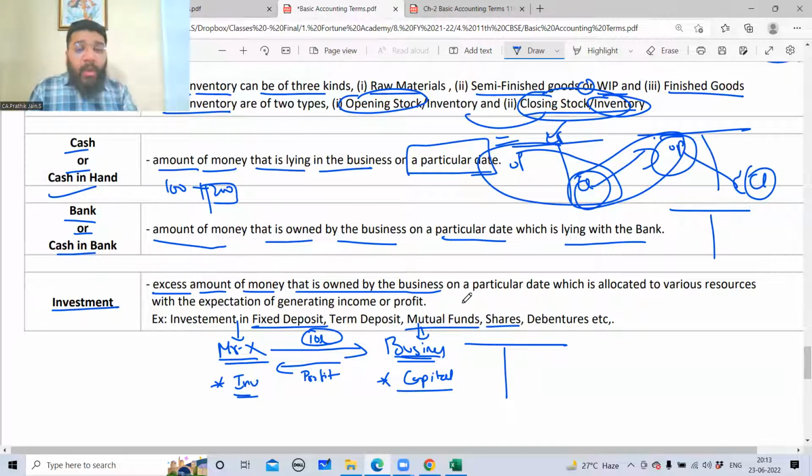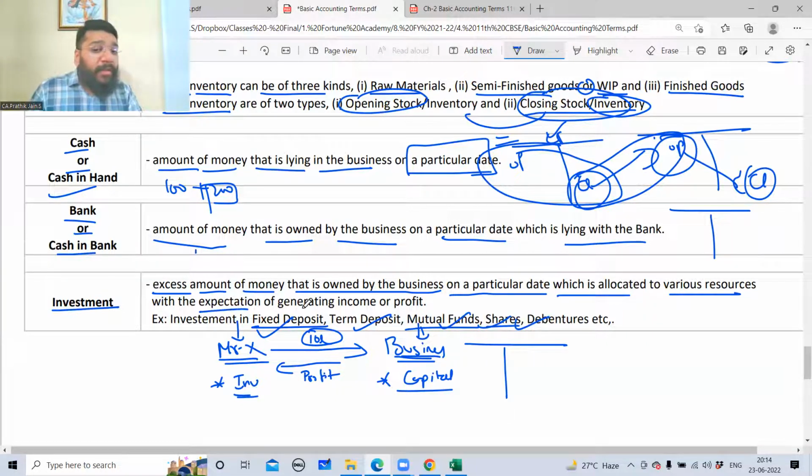owned by the business on a particular date, which is allocated to various resources. Various resources means a fixed deposit is one resource, a term deposit is one resource, a mutual fund is one resource, shares and debentures are one resource, with the expectation of generating income or profit. Now this money that you've invested should earn more money. Then that is called investment.